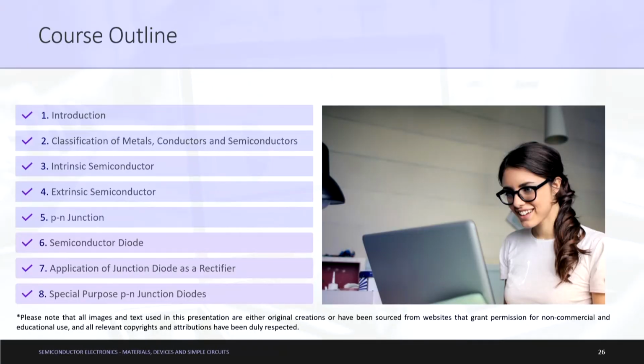Okay, so right now we are on the extrinsic semiconductor part. Before this we have already completed the introduction, the classification of metals, semiconductors and conductors, and the intrinsic semiconductors. Right now we are on the fourth part, that is extrinsic semiconductors. After extrinsic semiconductors are completed, we will move on to the PN junction. Let us continue the discussion on extrinsic semiconductors.